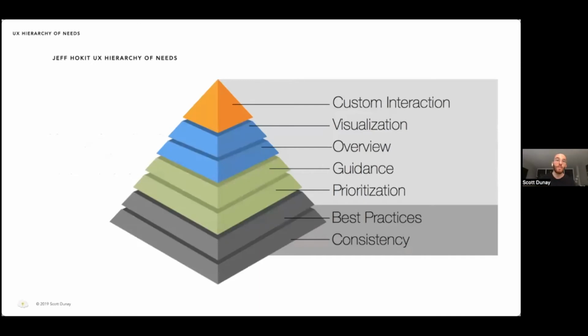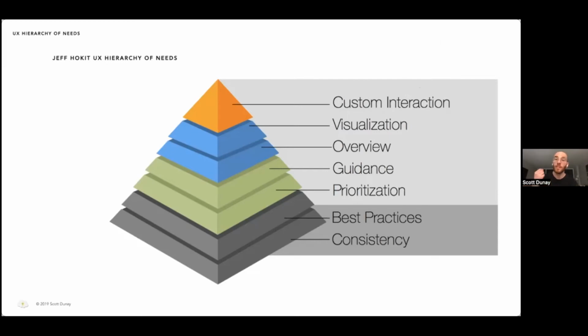And so we have over here Jeff Hogarth's UX hierarchy of needs. Starting from the ground up, best practices means carefully following conventional guidelines to ensure ease of learning. Prioritization brings the most important data or functions to the fore to anticipate a user's pressing needs and to elevate or highlight them. Guidance helps users through complex workflows or unfamiliar activities, providing stepwise direction. Overview intends to give a user a bird's eye view of the system, summarizing the most important data so it can be absorbed.